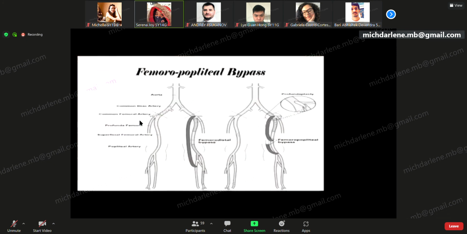And the next operation is bypass operations. We can use stents or stent grafts, and we can use autotransplants. We can take the superficial great saphenous vein and make the bypass operation.